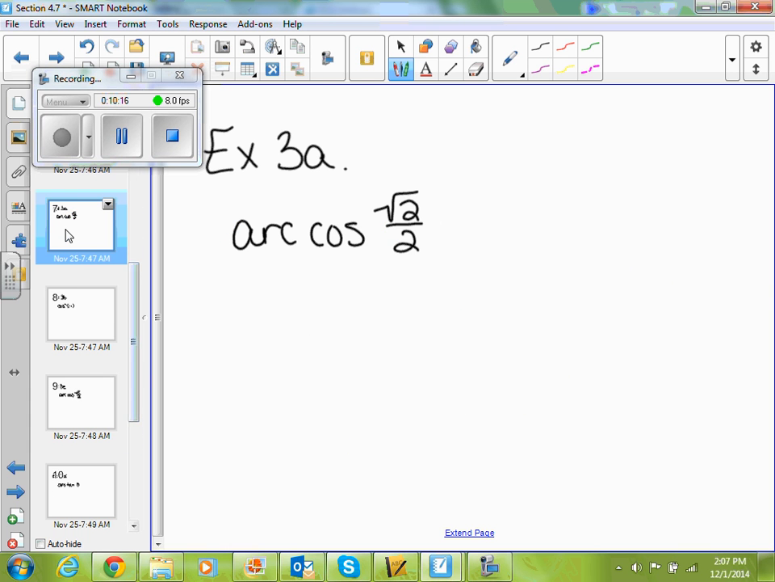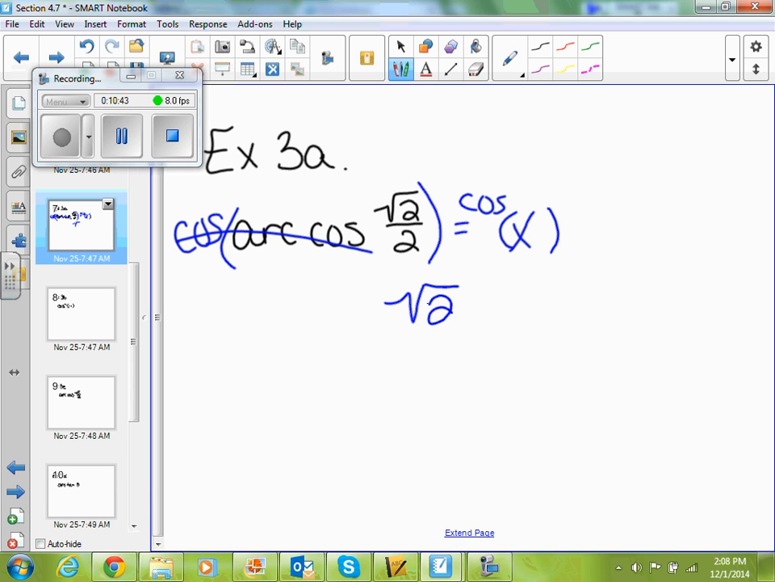We'll just do a few more. So arc cosine of square root of 2 over 2. In order to get rid of an arc cosine, we have to take the cosine of both sides. And cosine always refers to your x value, so I'm setting that equal to x. So I'm going to take the cosine of x. Then my arc cosine and my cosine cancel because those are inverses. And I get the square root of 2 over 2 is equal to the cosine of x.